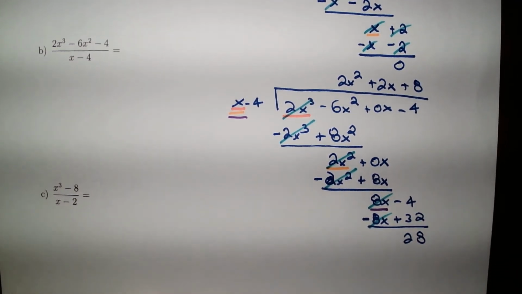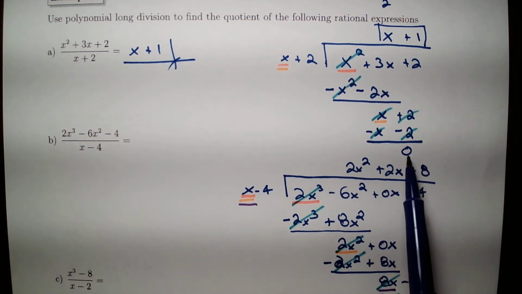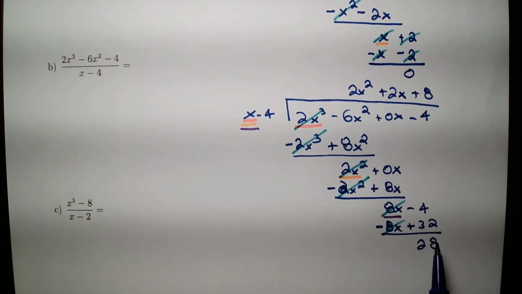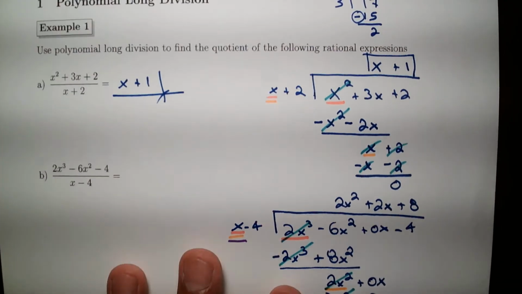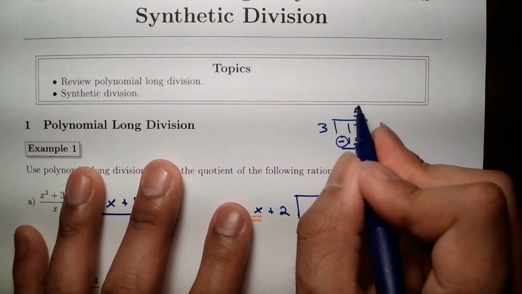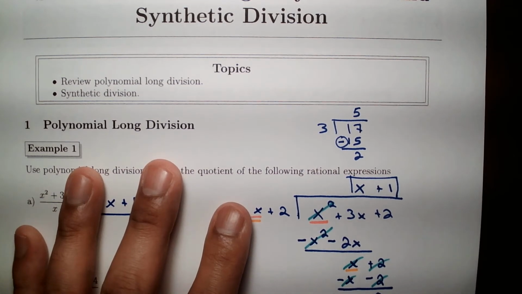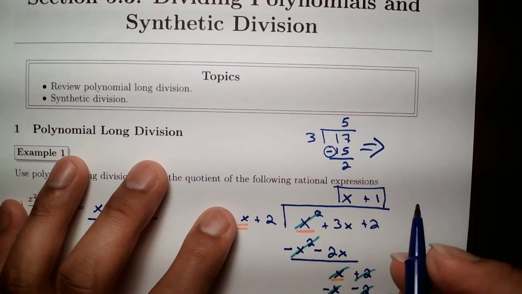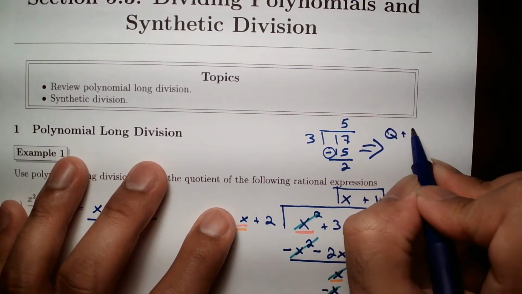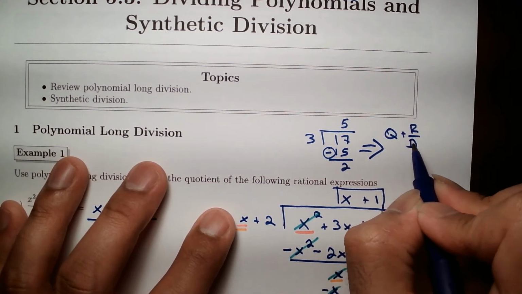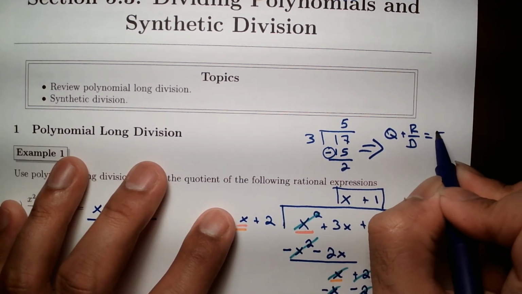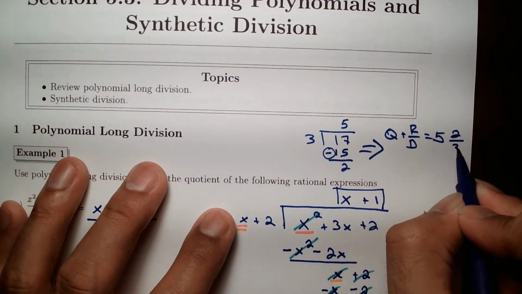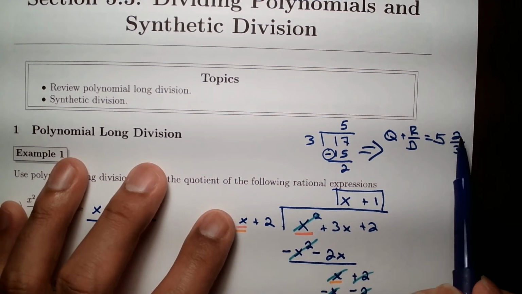In this case, as opposed to the previous example, well, in the previous example, we got 0 as a remainder. And in this case, we got a remainder. So what did we do when we had remainders in numerical divisions? Well, the way we wrote it was in the form of quotient plus remainder over the divisor. In this case, the quotient, which is 5, plus the remainder, which is 2, over the divisor, which is 3. So 5 and 2/3.